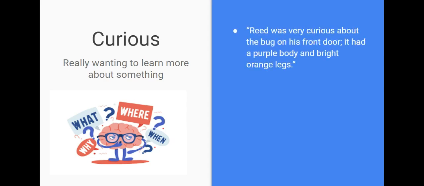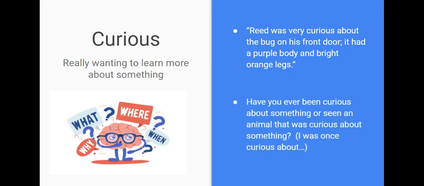Here's a sentence that goes with it. Reed was very curious about the bug on his front door. It had a purple body and bright orange legs. Have you ever been curious about something or seen an animal that was curious about something? I know for me, I have 2 cats, and one of my cats is always curious about little hair ties. She's always staring at the hair tie, wanting to play with it, always very curious. Something I'm really curious about all the time is music and how different songs sound and why they sound that way.